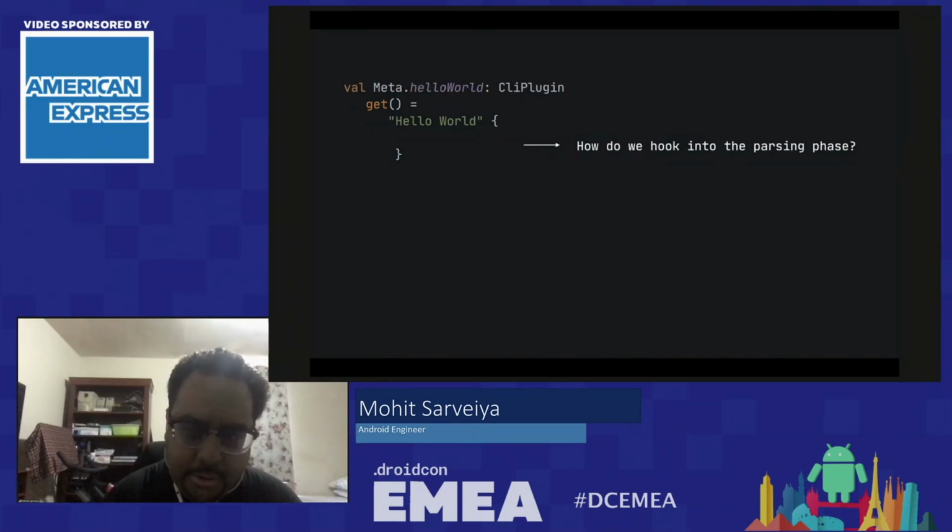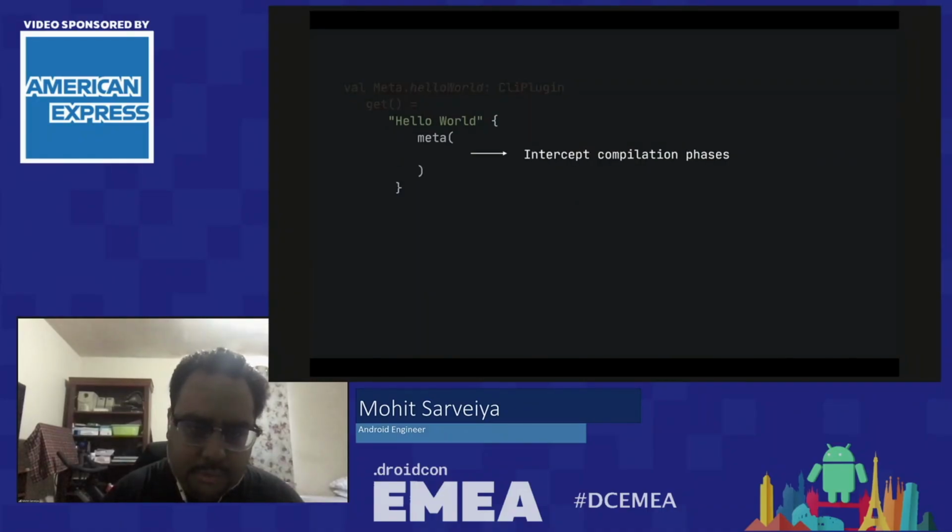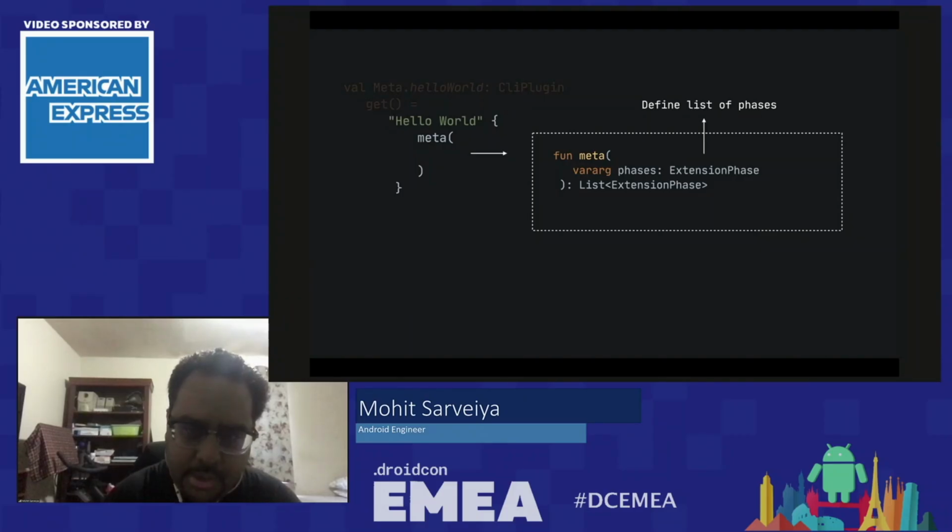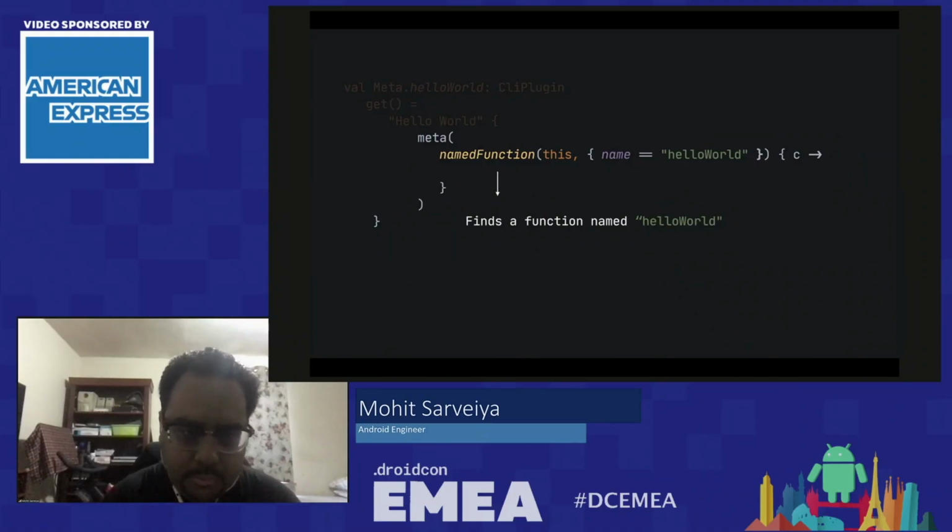And then how do I hook into the parsing phase? I'm going to call my meta method, and inside of there I'm going to list what are called extension phases. There are many different extension phases that allow you to hook into each step of the compilation phase that I spoke about. What I'm going to do is use a quote. This is called a quote template. It's called name function, and this name function method allows me to search for all functions in my source code based on some criteria. I want to search for a function in my source code whose name is hello world. That's what I'm doing here.